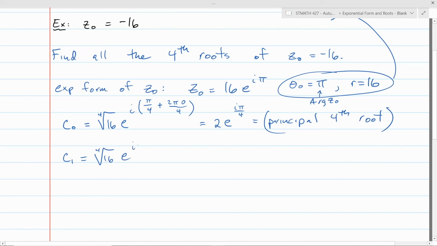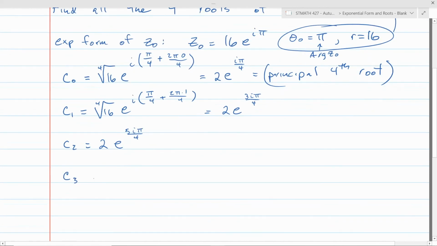And then c1 is the 4th root of 16 times e to the i pi over 4 plus, then you just put k equals 1 in there, so you get 2 pi times 1 over 4. So in other words, the angle is pi over 4 plus pi over 2, so that'd be 3 pi over 4. So that's 2e to the 3i pi over 4. And then the next one, I think you can check for yourself that it's going to be 2 times e to the 5i pi over 4. And the next one after that, c3, is 2e to the 7i pi over 4.